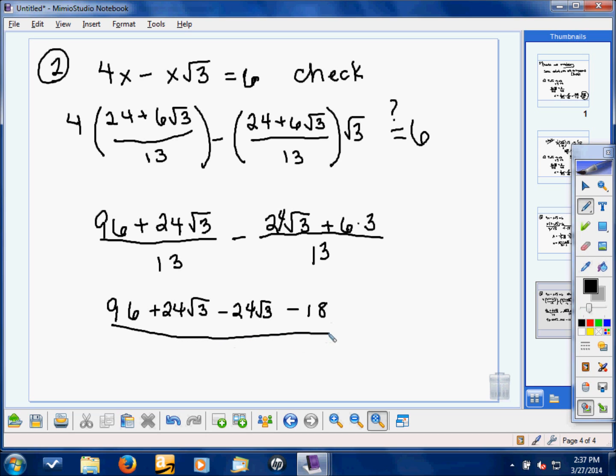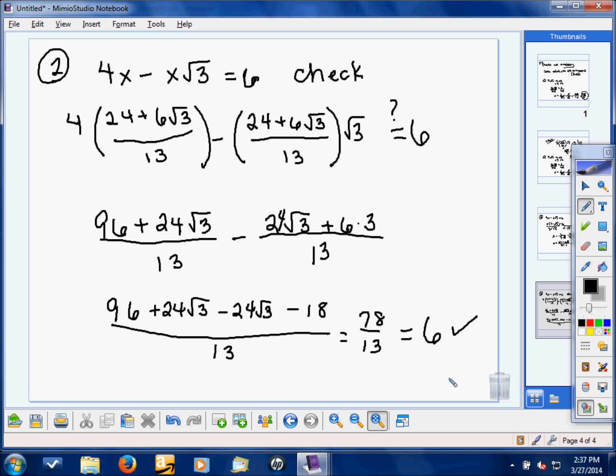Over 13. Okay. What will happen with these two? They will cancel out. How much is 96 minus 18? We get 78. 78 divided by 13 gives us 6. Because she was expecting it to be 6 and it actually is, it checks out.